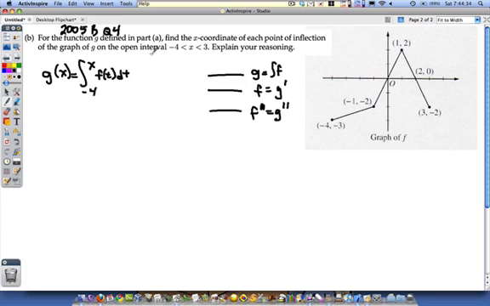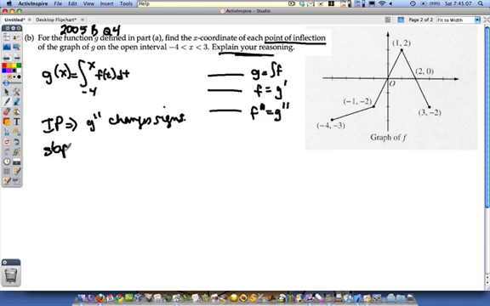Now, if we're trying to find a point of inflection of g, inflection points happen when the second derivative changes signs. Now, this is all part of your explanation, so we're actually answering it here before we find, quote, the answer. Inflection points happen when g double prime changes signs. Okay, now g double prime is f prime. So what we need to look at is the slope of the function f.